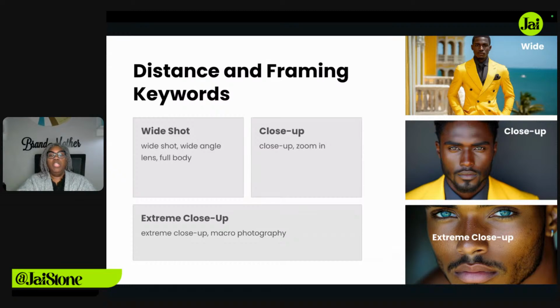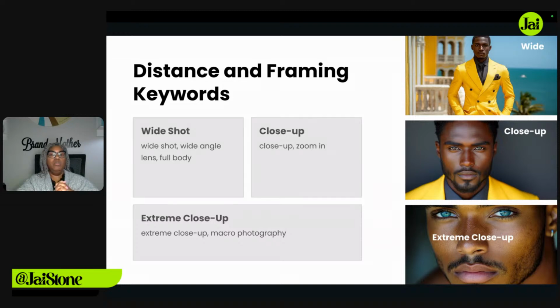Okay. And then you've got close up. Most of your headshots are kind of close up. You can say close up, you can say zoom in, you can say half body shot. Those are the most important ones.